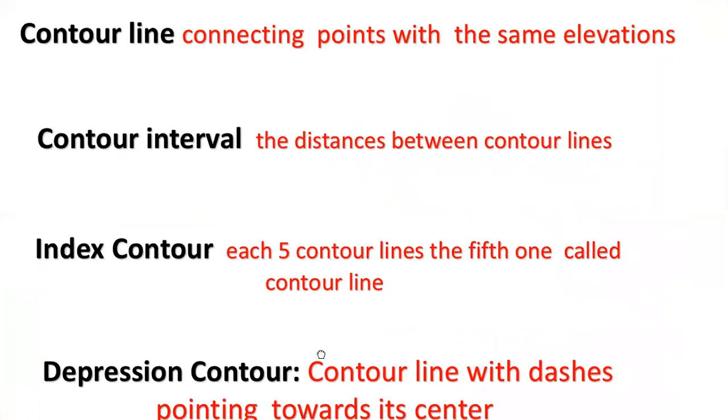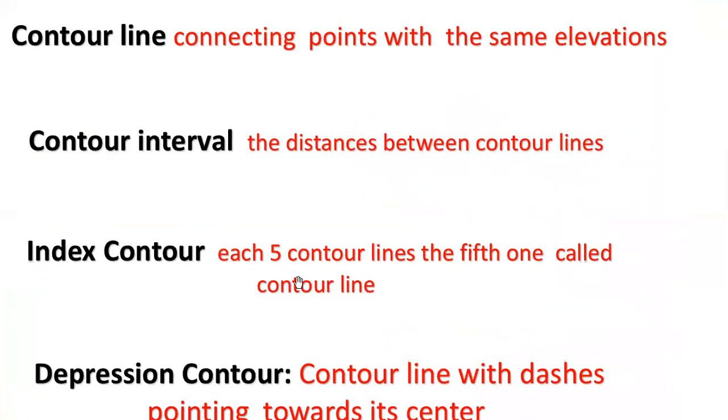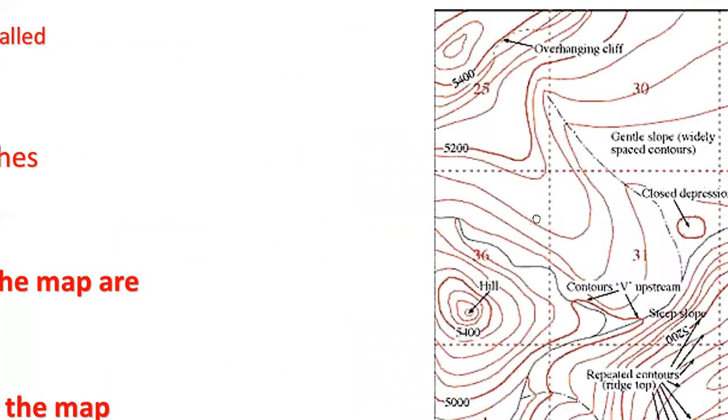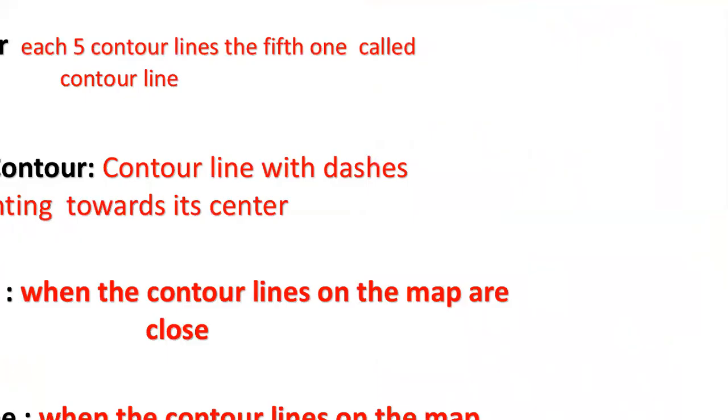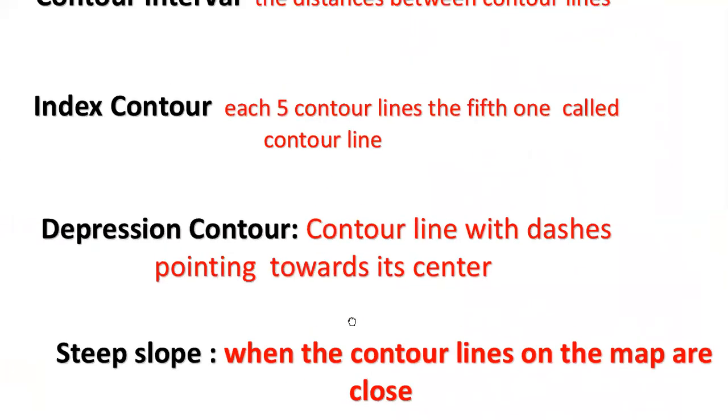Index contour: of each five contour lines, the fifth one is called the index contour line. For example, here, 1, 2, 3, 4, 5. The fifth one, the darker and heavier one, this one, is called the index contour line. So this is the index contour line.